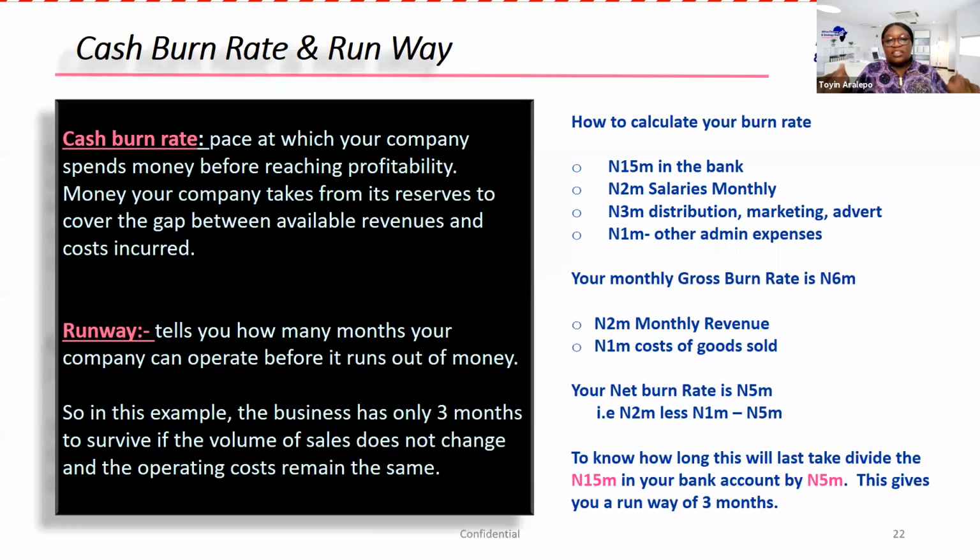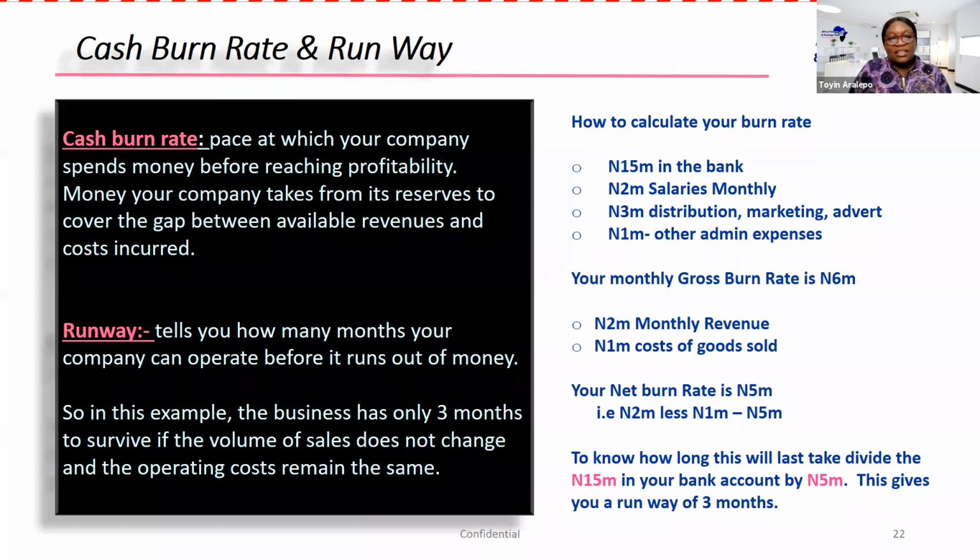So every month you are burning 5 million away because you are not even generating enough cash. So when you go to the bank and they ask you, what's your burn rate? Then they ask you, what is the runway? The runway is just telling us how long this money is going to finish. Investors are really very concerned about this. And I want this to be like the icing on the cake this evening, right?